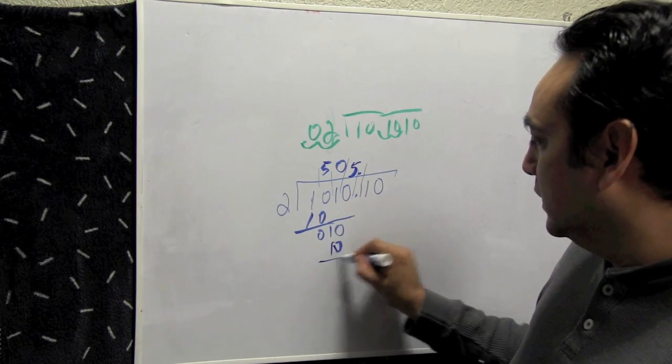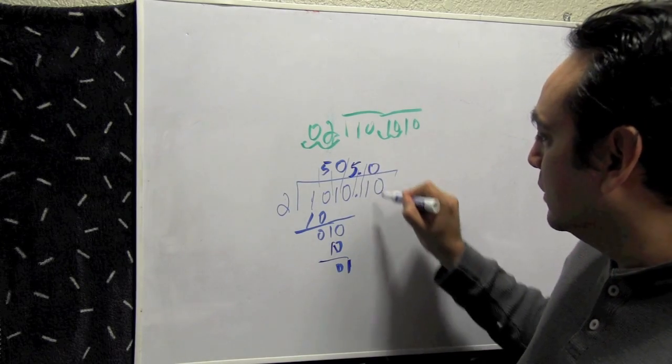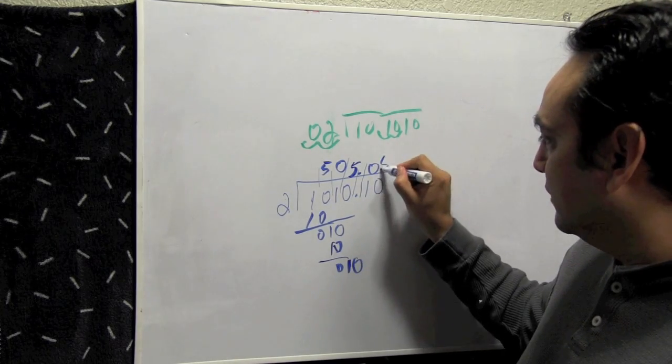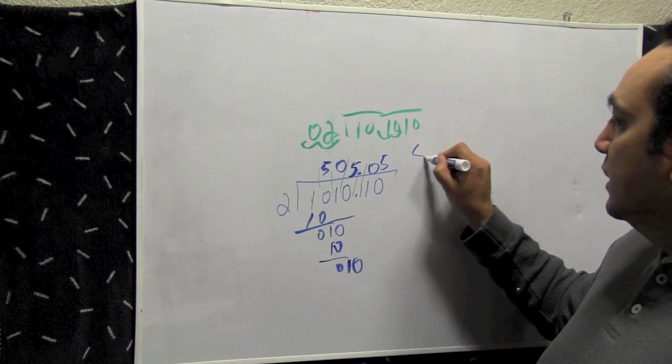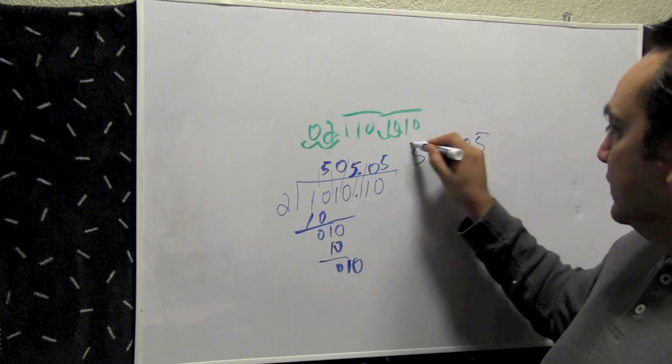Okay, so that's 10, 0. Bring down the 1. That's 0. And bring down the 0. And that's 5. So our answer is 505.05. That's our answer.